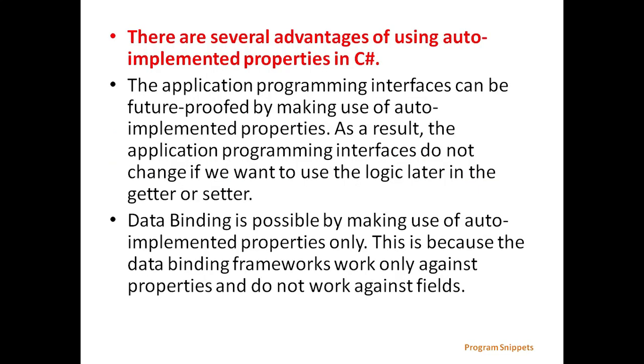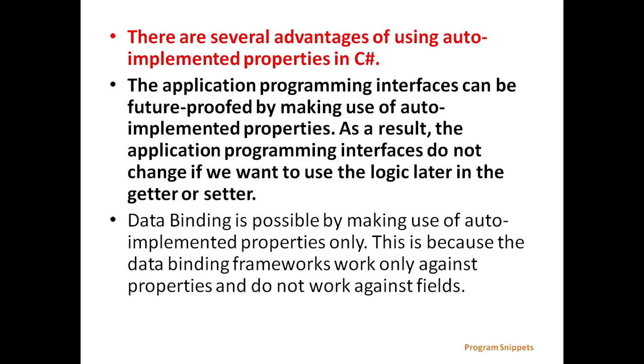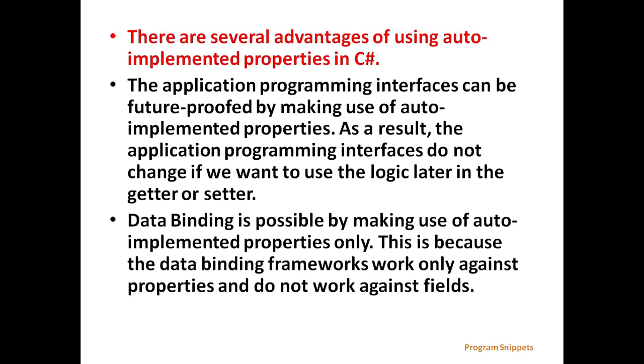Several advantages of using auto-implemented properties are: the application programming interface can be future-proofed by making use of auto-implemented properties. As a result, the application programming interfaces do not change if you want to use logic later in the getter or setter. Data binding is possible by making use of properties only. This is because the data binding framework works only against properties and does not work against fields.